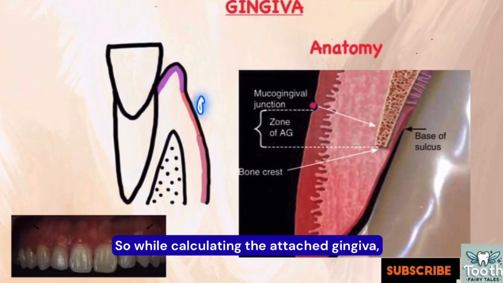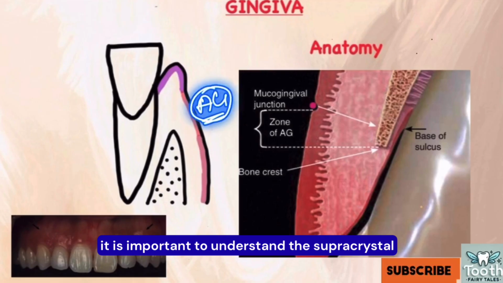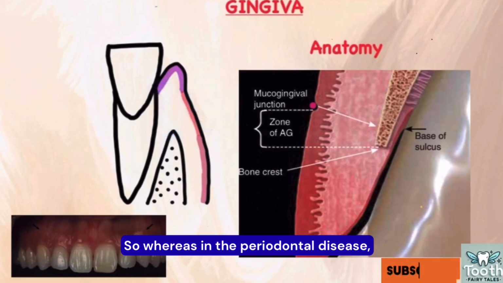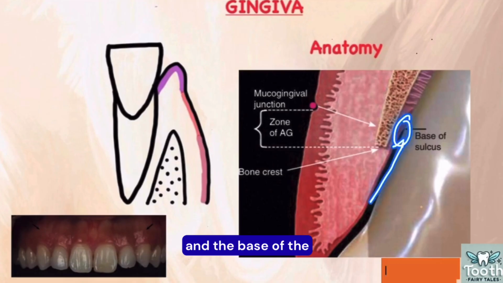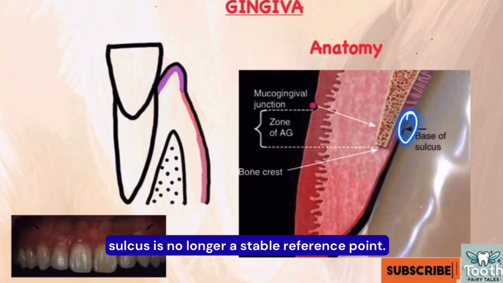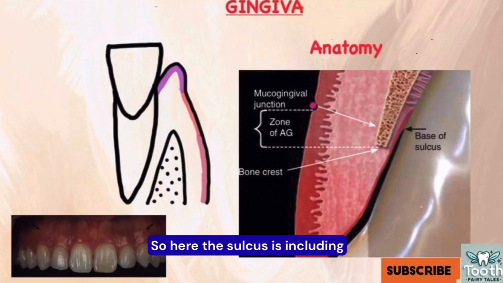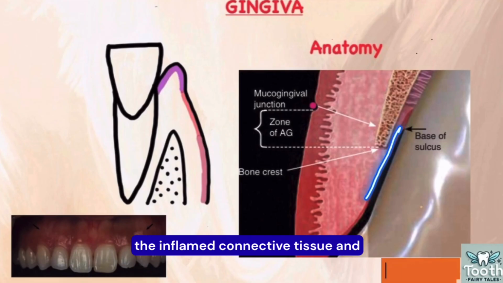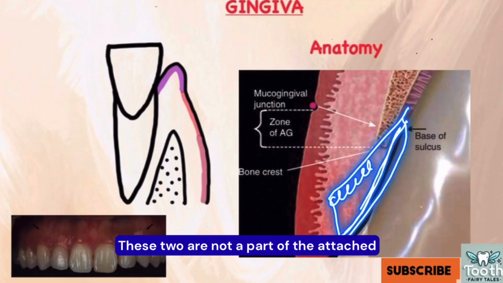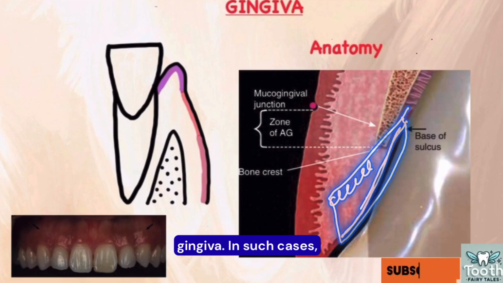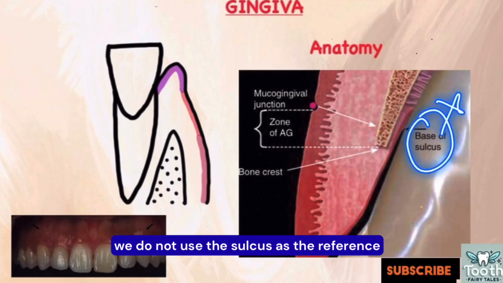So while calculating the attached gingiva, it is important to understand the supracrestal attachment. Whereas in periodontal disease, the junctional epithelium is migrating apically and the base of the sulcus is no longer a stable reference point. Here the sulcus includes the inflamed connective tissue and also the pocket epithelium. These two are not a part of the attached gingiva. In such cases, we do not use the sulcus as the reference point.